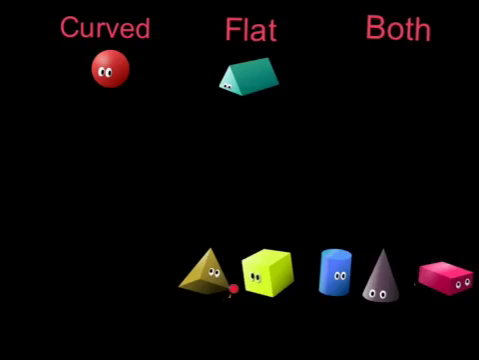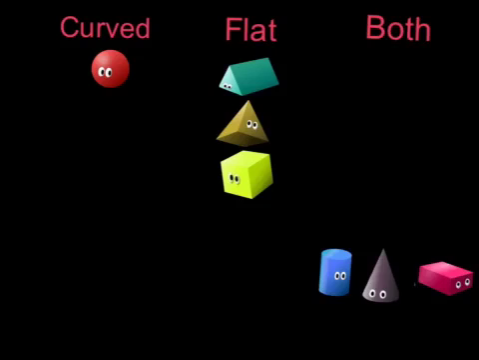Okay, this next shape here, the pyramid, remember, it's got lots of triangle faces and a square one down the bottom. So none of these are curved, they're all flat. It belongs to the flat group. Okay, the next one here, this looks like a box, remember? It's got all square faces which are flat. None of them are round, so it belongs in the flat group.